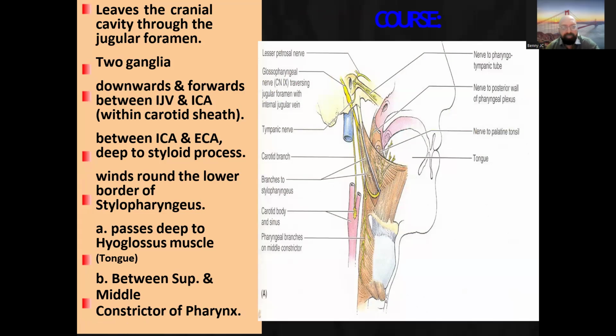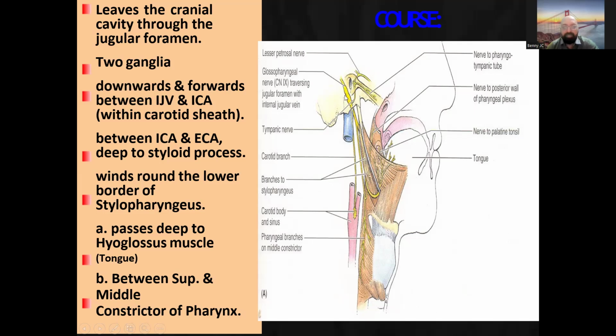So let us see now the course of the glossopharyngeal nerve. Once it emerges out of the medulla, it emerges in between the olive and the inferior cerebellar peduncle, that is the posterolateral sulcus in the upper part. And then it travels through the posterior cranial fossa for a very short distance before it reaches the jugular fossa, and it exits the skull through the jugular foramen. And just as it is exiting, we will see there are two ganglia, a superior and an inferior ganglion, as it is just coming out of the jugular foramen.